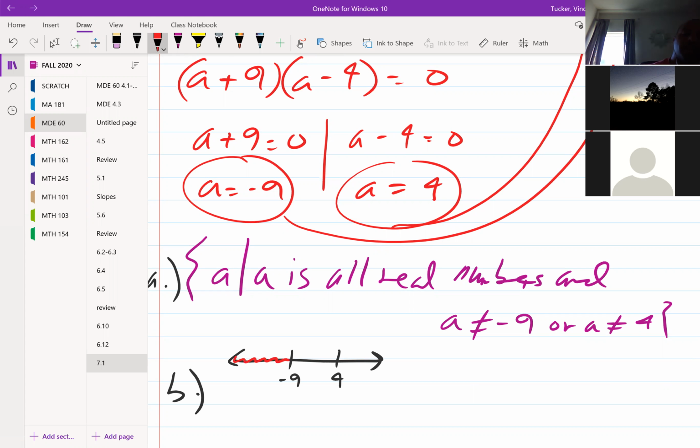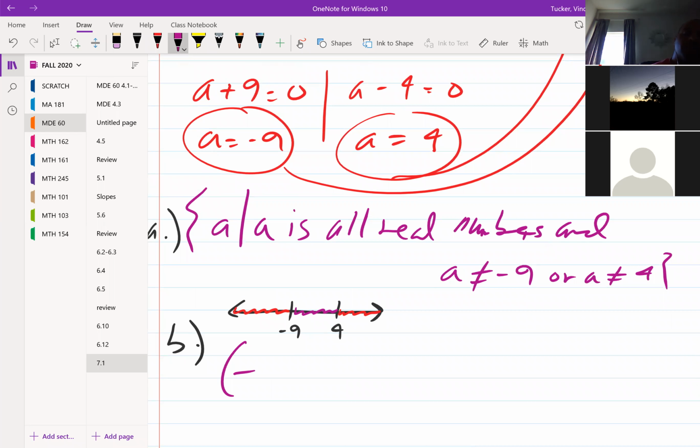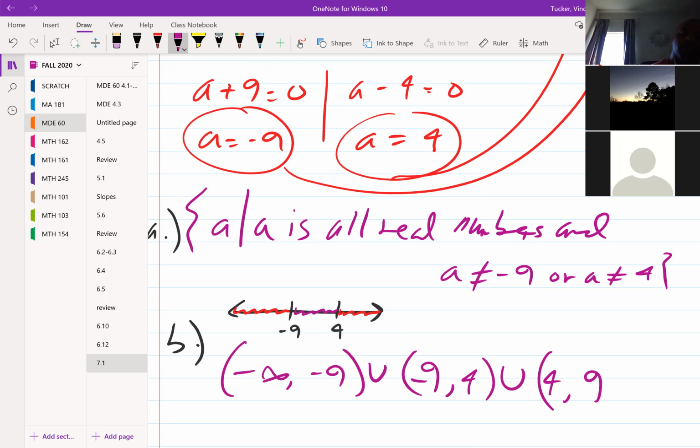-infinity to -9, -9 to +4, then 4 to infinity. So you have to write out or give an account for each interval. So you're talking about -infinity to -9, union, -9 to 4, union, then 4 to 9. Oh, I said 9 to infinity.